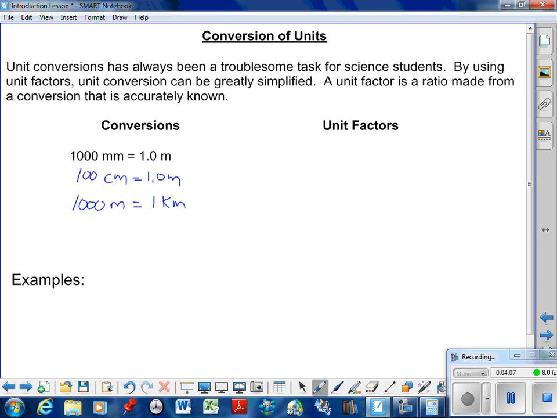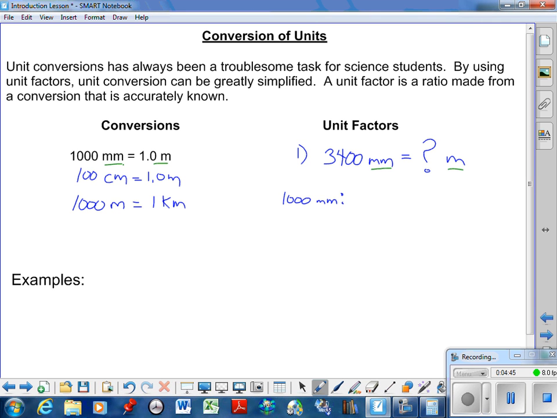Okay. Basically, how do you do that conversion factor? It simply looks like this. So let's say you have 3,400 millimeters is equal to how many meters? So I'll show you the process that works for all conversions, and we can go from there. So I'm going to look for the conversion that involves millimeters and meters. So it's right here. So I know that 1,000 millimeters is to 1 meter.